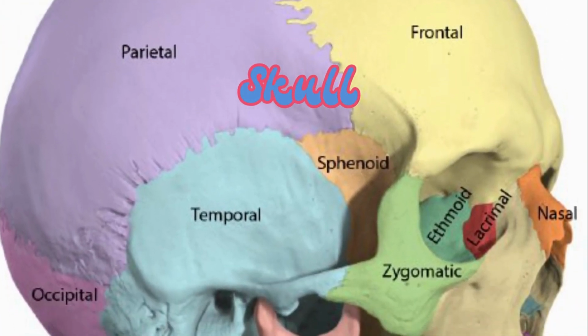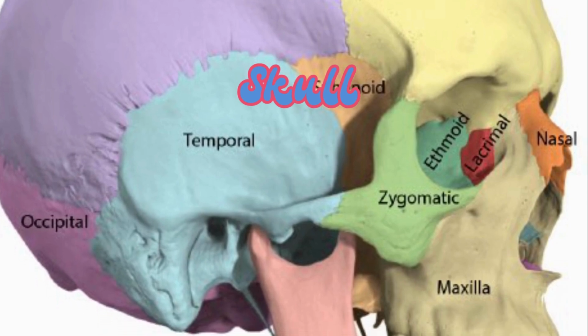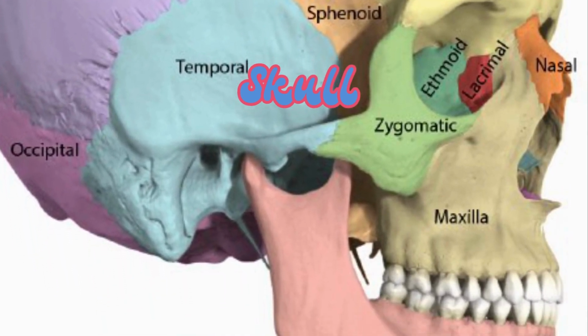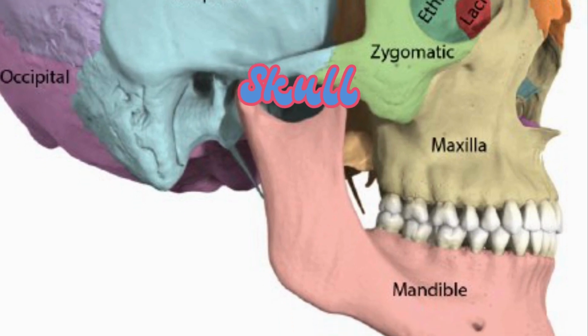The skull contains two types of bones, including the cranium and facial bones. These bones are joined together by sutures.